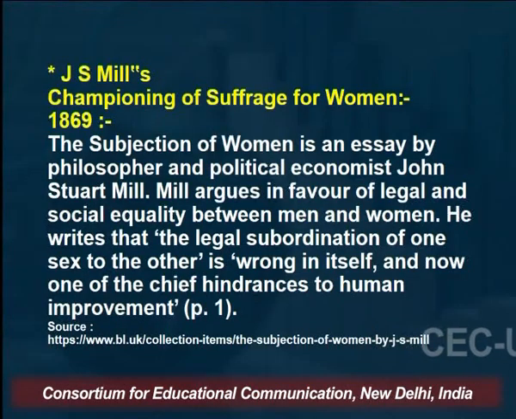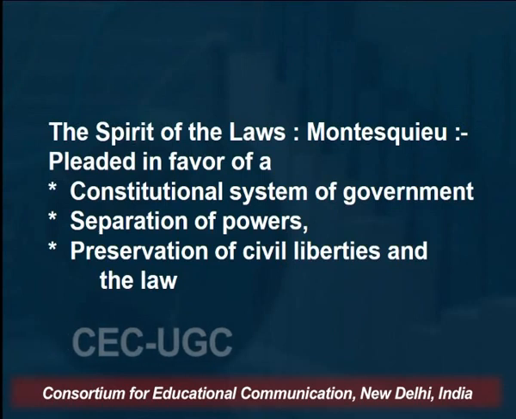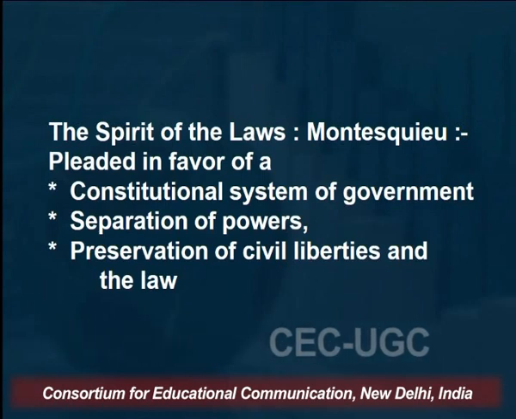J.S. Mill's work on championing suffrage for women, 1869, that is the important work Subjection of Women, the essay by the philosopher and political economist John Stuart Mill, wherein the argument was in favor of legal and social equality between men and women. So today, when we try to understand how the government must work towards an inclusive approach, all these perspectives are important to factor in. Further, Spirit of Laws, the work by Montesquieu, pleaded in favor of a constitutional system of government, separation of power, and preservation of civil liberties and the laws.